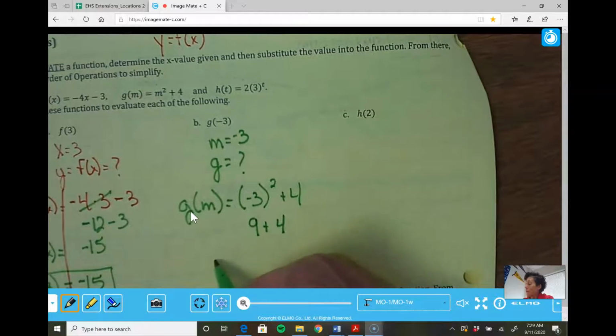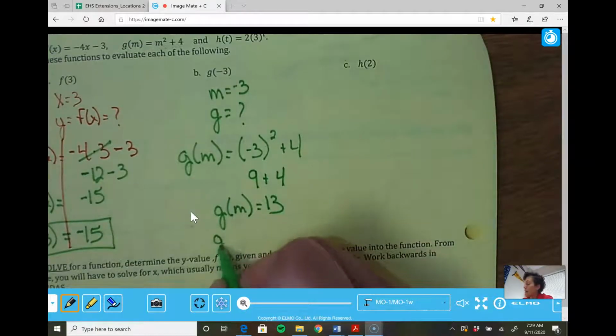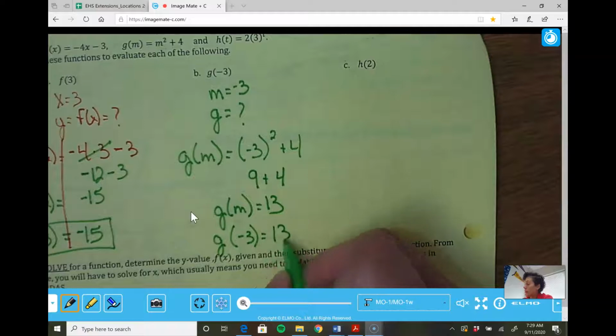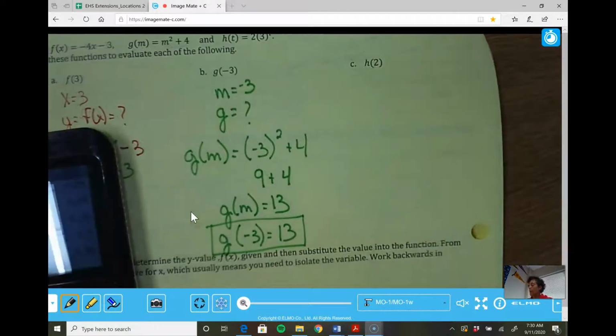And after I add 4, I get 13. So again, good way to write the answer. But the better way is: my function, when m is negative 3, gives me an answer of 13. So what I want to do is just show you one piece on the graphing calculator.